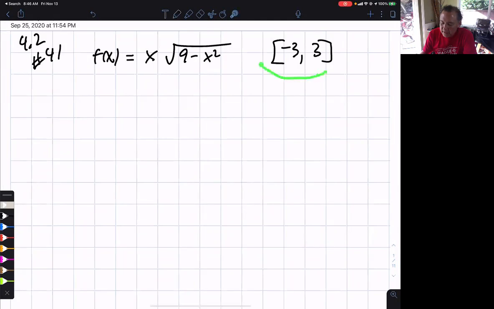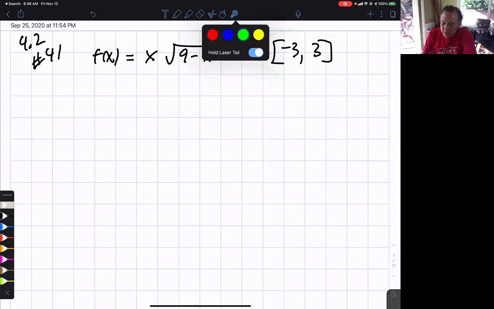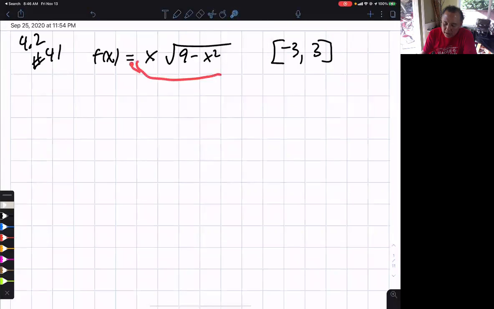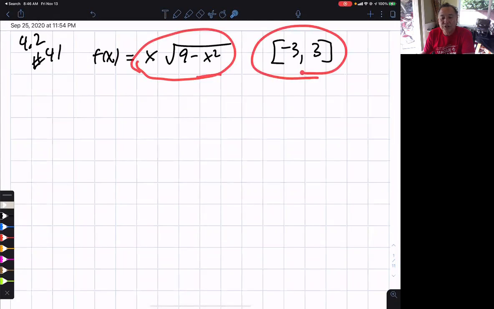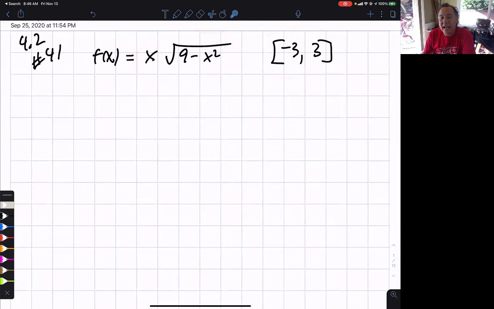You'll notice they give us a closed interval. So this is a continuous function on a closed interval. And we learned in the last chapter that guarantees we're going to have an absolute max and absolute min. And I'll talk more about that when we get to it.